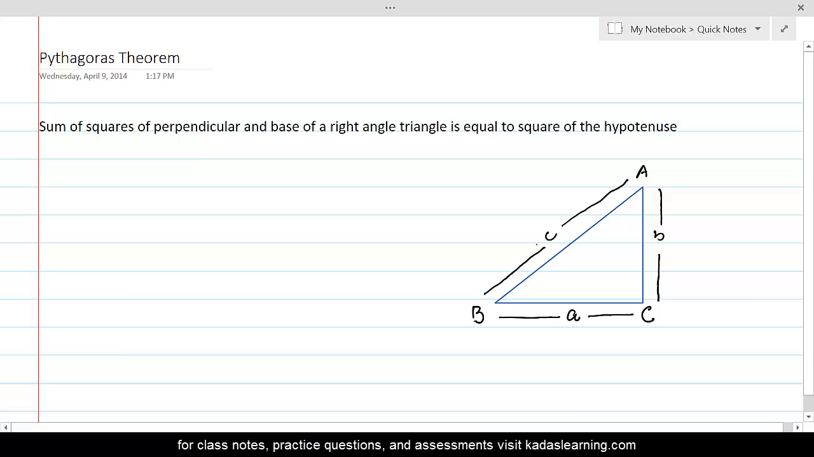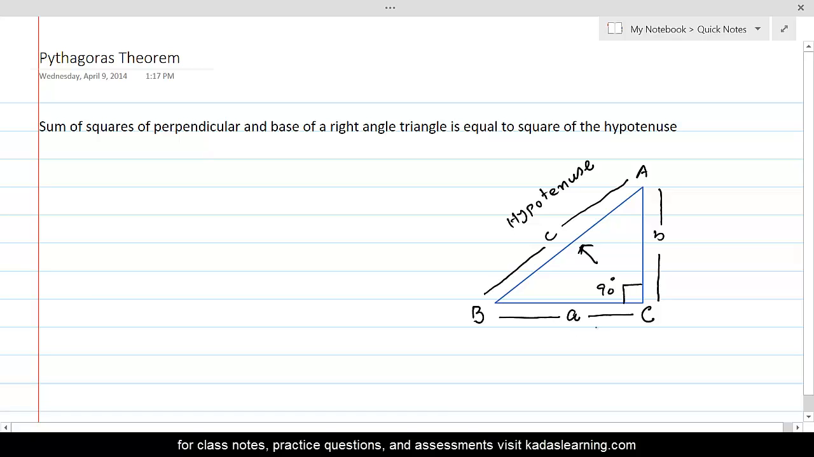So once we have named these sides, now we are going to identify which angle is 90 degree. Obviously the angle at C is 90 degree. That's why this triangle is called a right angle triangle. And the side of the triangle which is opposite to the 90 degree angle is called hypotenuse. So this would be hypotenuse. So this is opposite to 90 degree. And remember, this is always the longer side of the triangle.